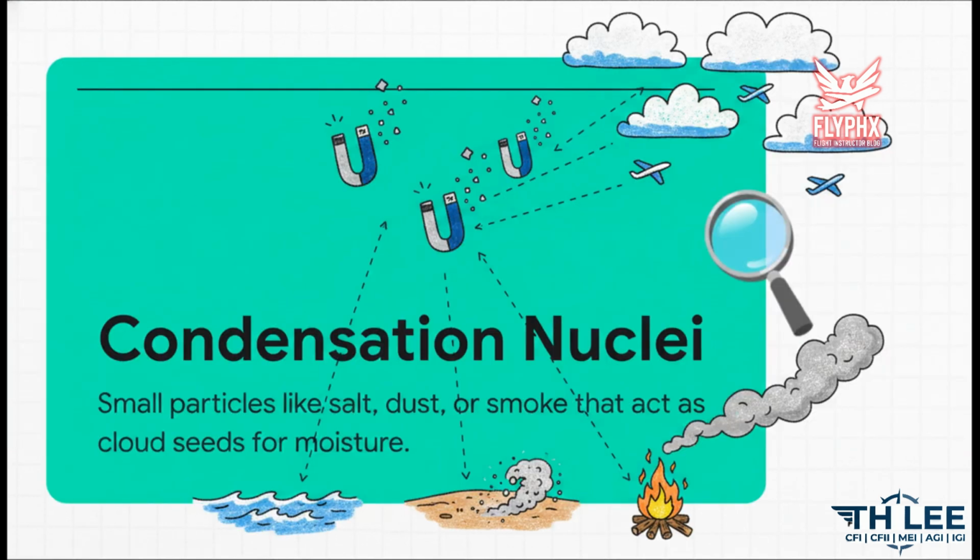Now, a great way to picture those condensation nuclei is to think of them as microscopic magnets floating around up there in the sky. It could be small particles of salt from the ocean, dust from the plains, or even smoke from a wildfire acting as tiny cloud seeds. Without these particles, the moisture simply wouldn't have anything to grab onto to form the droplets or ice crystals that ultimately make up the clouds we fly through.